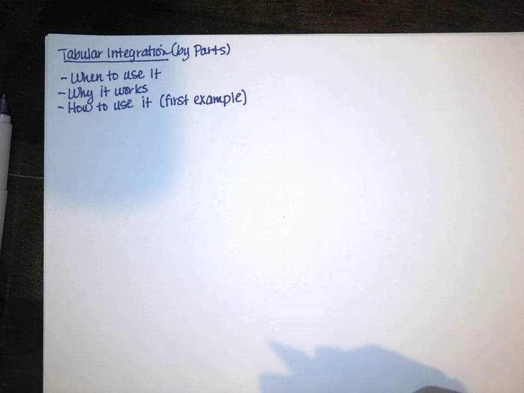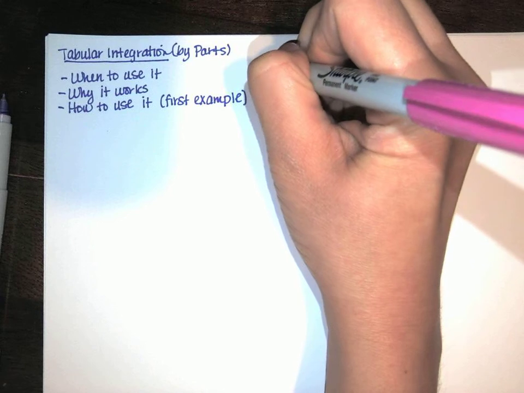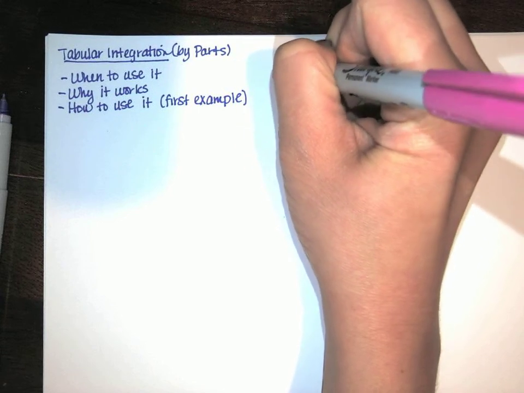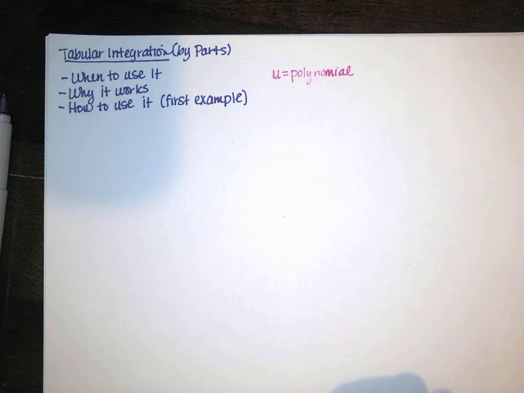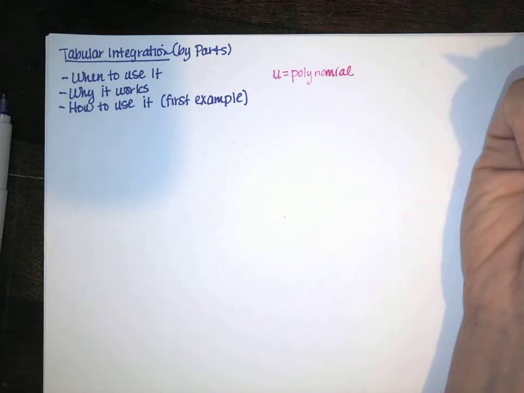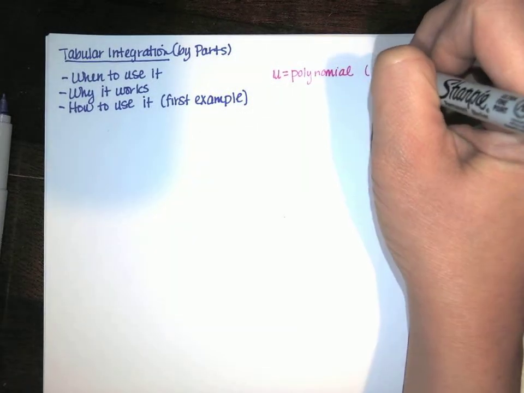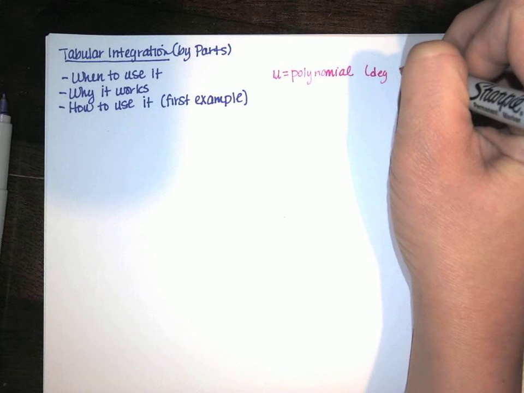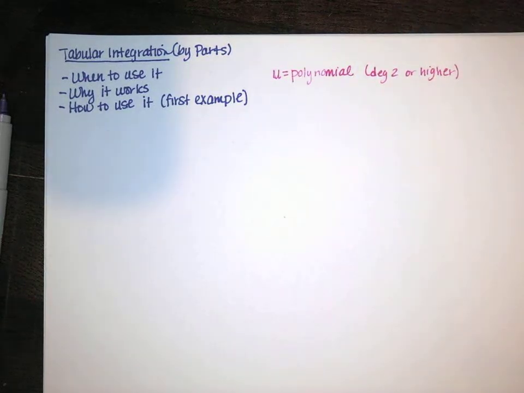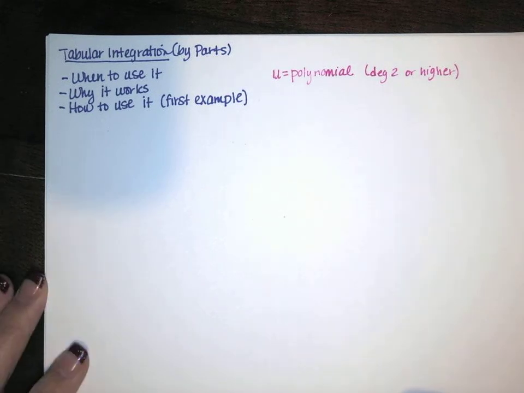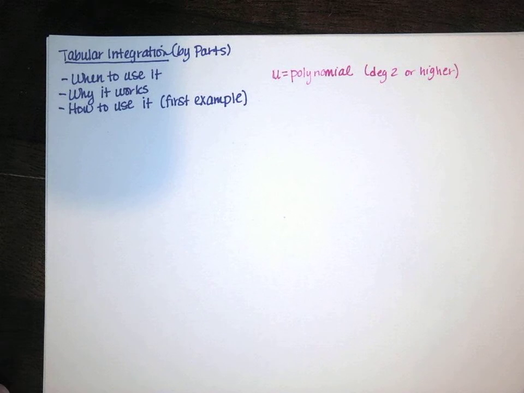We're going to use tabular integration by parts whenever we're using integration by parts and whenever u is equal to a polynomial. There are other times when you can use tabular integration by parts, but it's particularly useful when u is a polynomial, especially when that polynomial has degree 2 or higher. If it's first degree, it still works. It's a very fast way to get the antiderivative. But if it's degree 2 or higher, it's especially useful. And I just want to show you why.